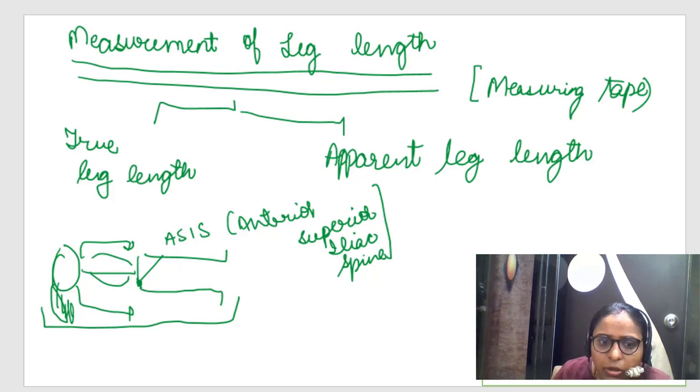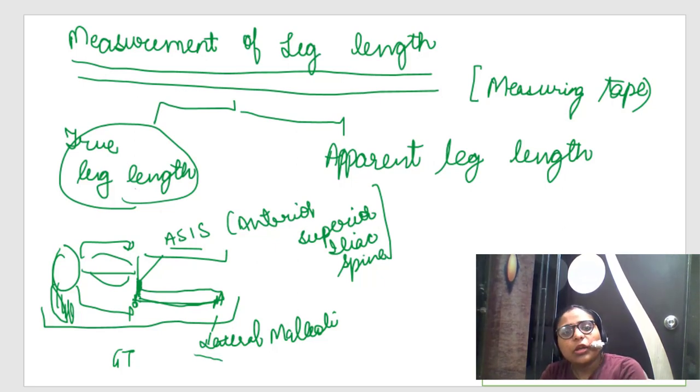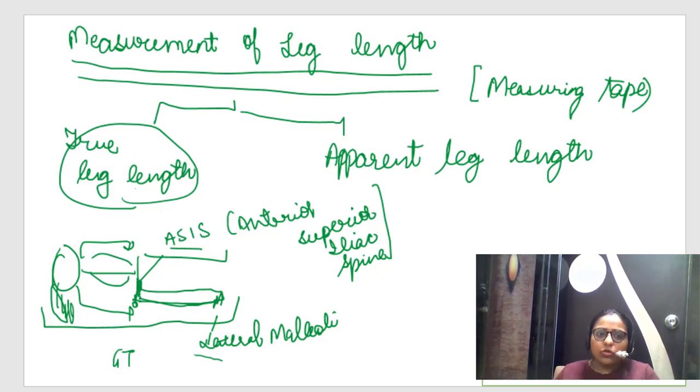From the anterior superior iliac spine, you measure with the tape measure to the lateral malleolus and note down the distance. That is your true leg length. Either you measure from the ASIS to the lateral malleolus, or from the GT, the greater trochanter on the hip, your raised part, to the lateral malleolus. That is also your true length.